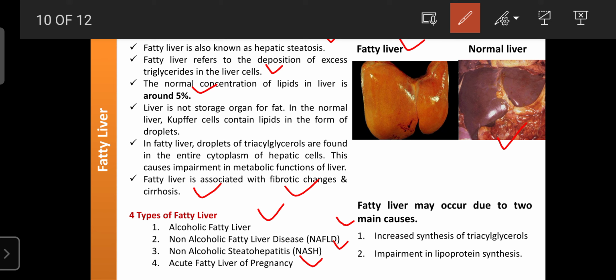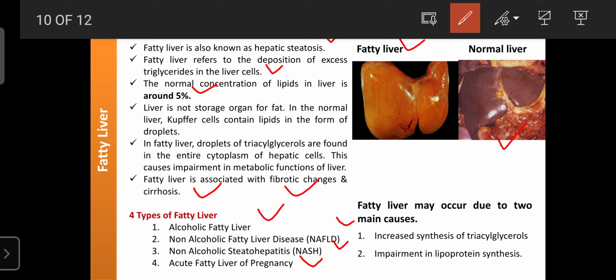So regarding the impairment of lipoprotein synthesis, the lipoproteins you already know: VLDL, LDL, chylomicrons, HDL. These are all lipoproteins. They are helpful for the transport of triglyceride and cholesterol from one place to another place where they are required. Okay. So with lack or impairment of lipoprotein synthesis, those lipids, triglyceride and cholesterol cannot be mobilized from the liver. Then they are accumulated in the liver, and fatty liver occurs.